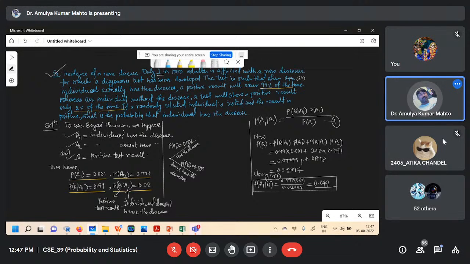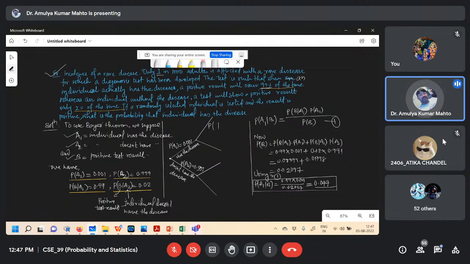Now again, if a person has the disease, the test may give two types of result: one is positive, one is negative. Similarly, if a person does not have the disease, it may again give two results: one is positive, one may be negative.